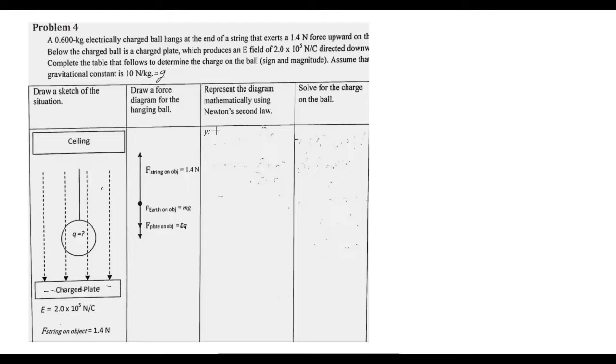Represent the diagram mathematically using Newton's second law. So the acceleration, Newton's second law, is a equal to the sum of forces over the mass. We only have forces in the y direction, so we're only going to consider the forces in the y direction and the acceleration in the y direction. a_y, in this case, is equal to the force, I'm going to have up be positive. So we have the force of the string on the ball minus the force of the earth on the ball and the force of the plate on the object.